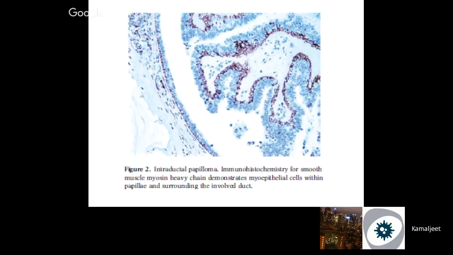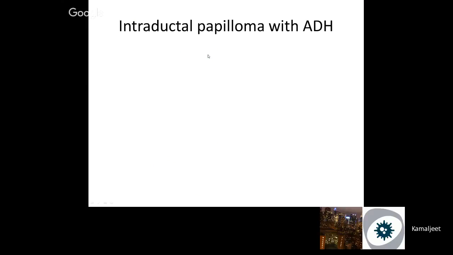So I bet you have seen this picture before. In a papillary lesion, what you're looking for is the presence of myoepithelial cells, and you're looking at two locations. One is in the papillary core, and the second is at the junction of the lesion with the breast parenchyma. So in a benign papilloma, you have it at both spots.